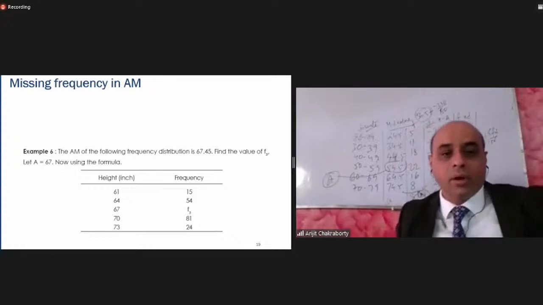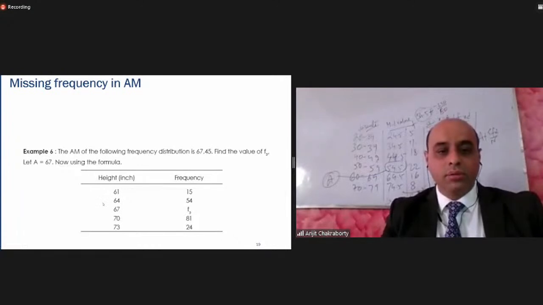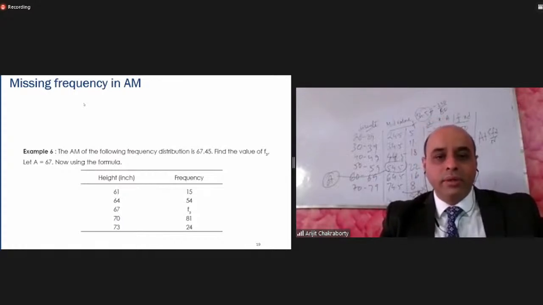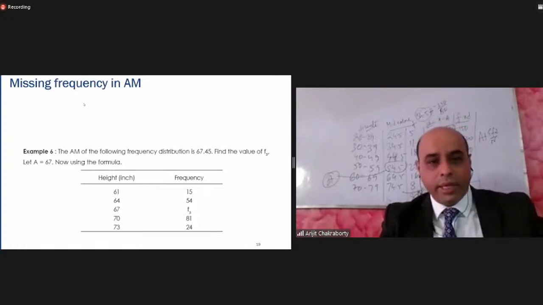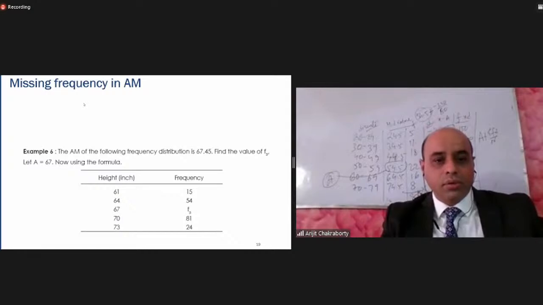Now please be very, very careful. We are handling a question on missing frequency in arithmetic mean. So let us see how to handle these types of questions. Please note, in this given problem, the arithmetic mean of the following frequency distribution is given. AM is given, but one of the frequencies is not given. F3 is one particular frequency which is not given, but you know the average. So how to tackle this? Let us try and work it out.